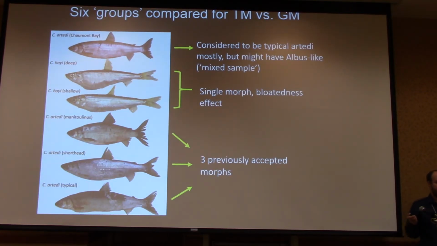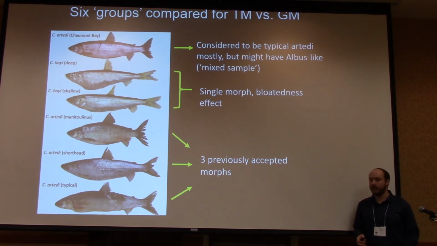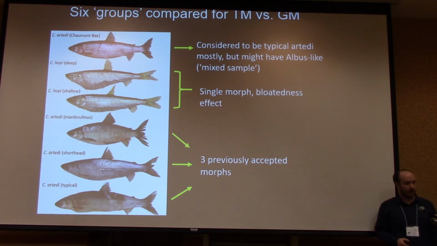So I used six, I'm just going to call them groups for now, where I threw in a Chameau Bay population, so it's not actually its own morph or anything like that. It's thought to be mostly typical artedi, but there are some potentially deep-bodied forms in there as well. We're not sure, but just treat it as a mixed sample for now.